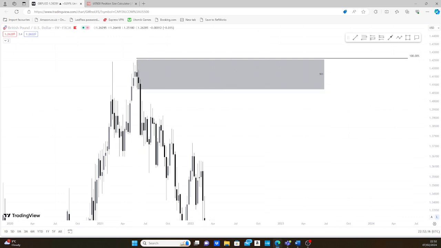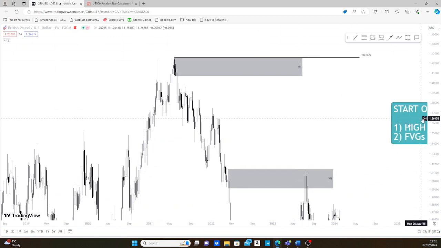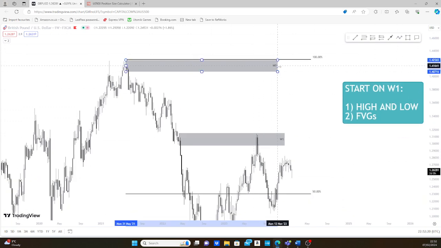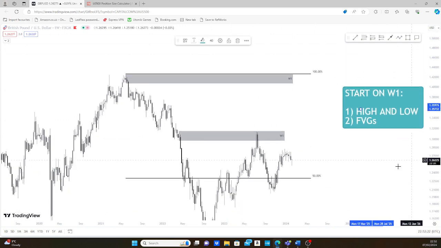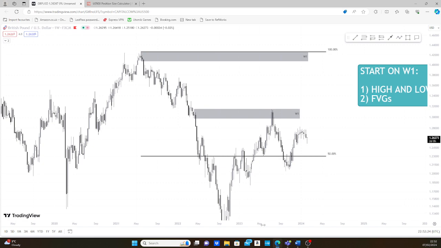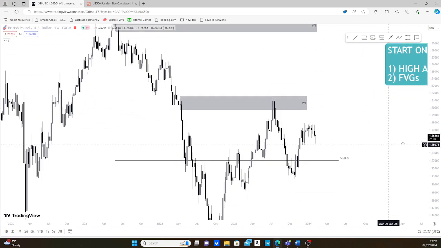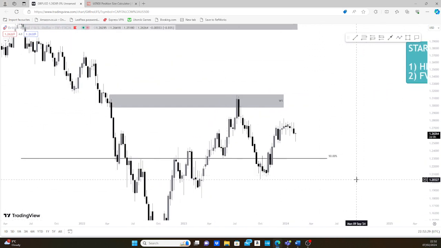People ask me, LiquidFX, where do you start your analysis? Well, we start on the weekly time frame, of course. The reason for that is just so we know where we are in price. So let's answer that question: where are we in price using the weekly time frame?